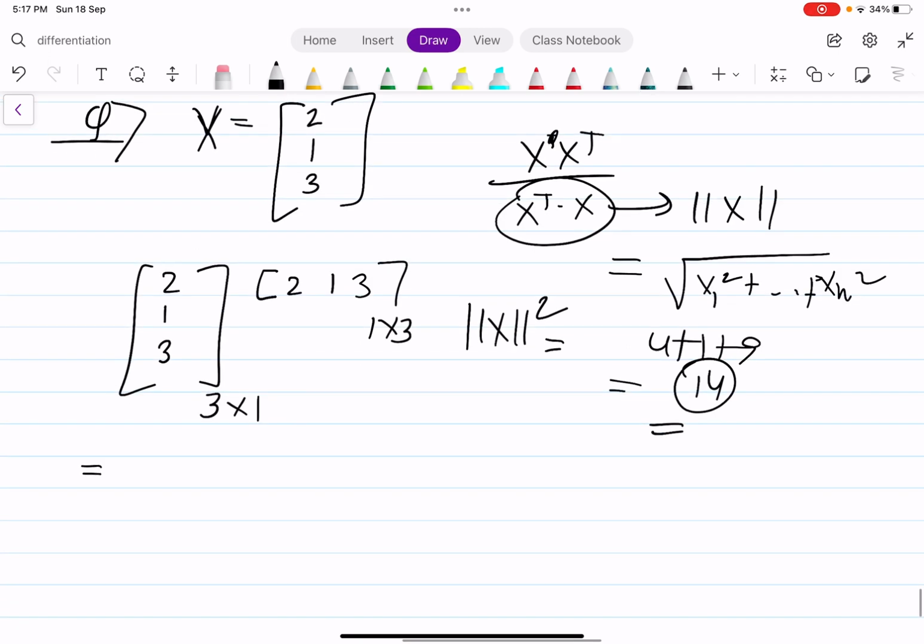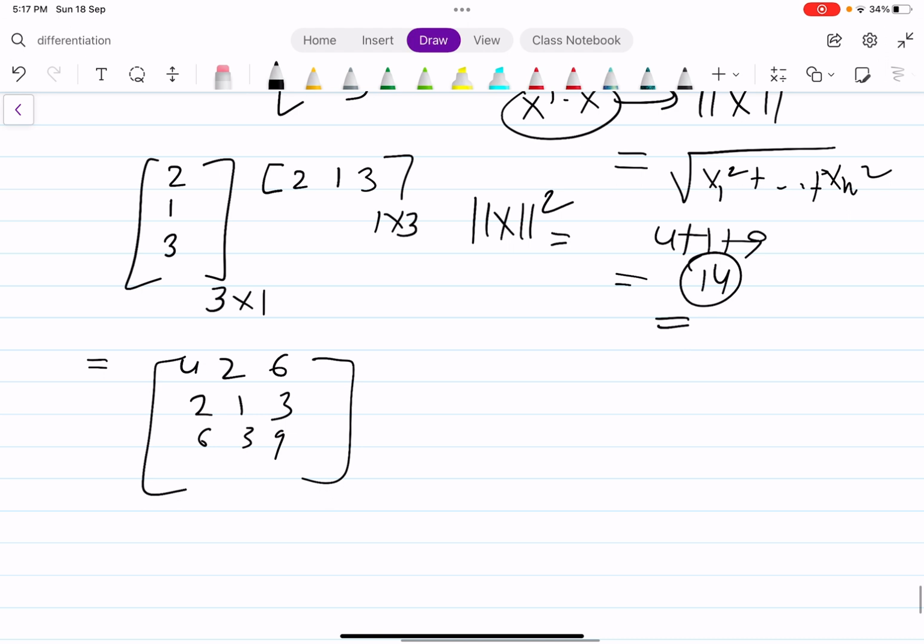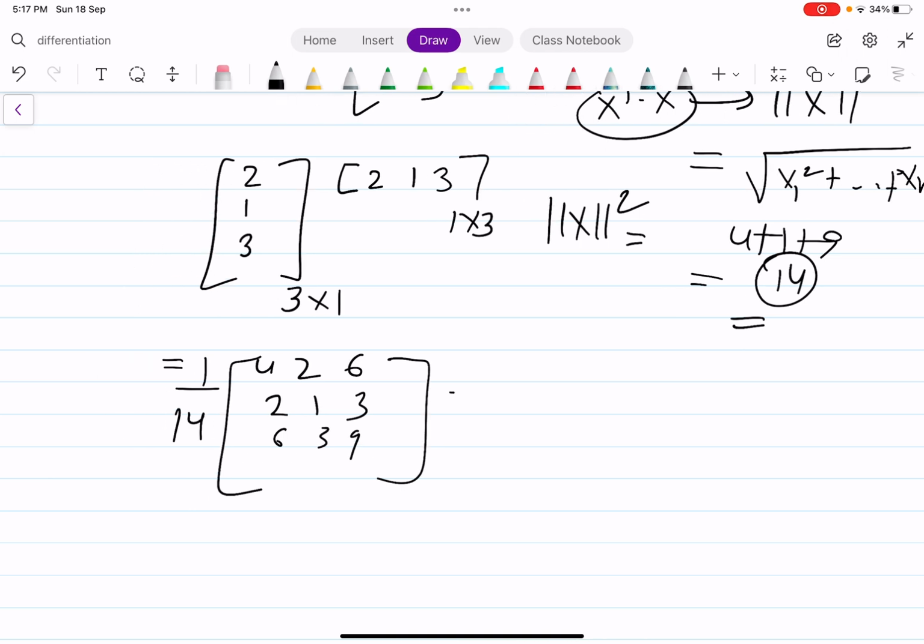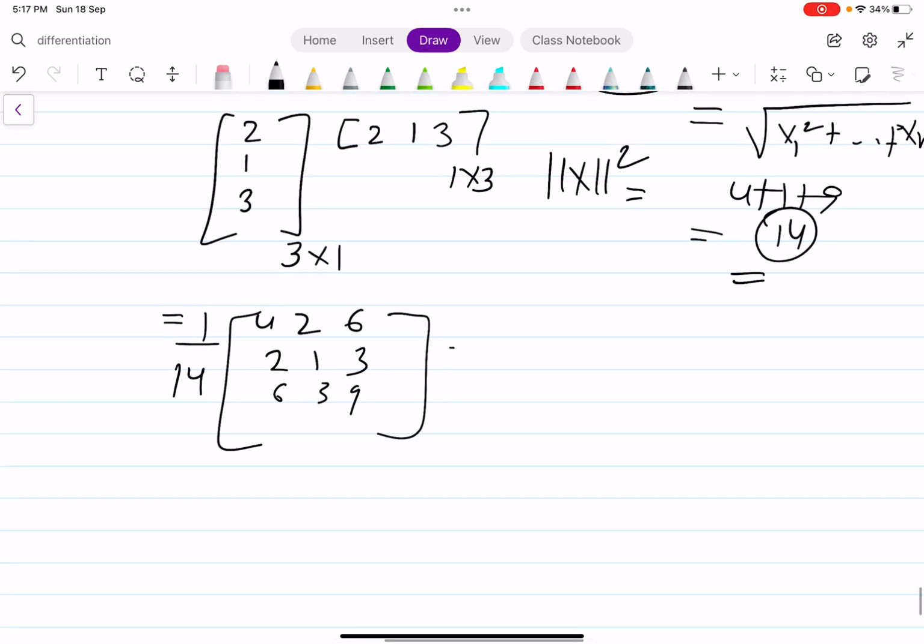Okay, let's multiply. So every row on every column, so 2 into 2 is 4, 2 into 1 is 2, this is 6, 1 into 2, 1 into 1, 1 into 3, 3 into 2, 3 into 1, 3 into 3. You get this, and this is just divided by 14, so simply this means you are multiplying it into 1 by 14, which is the norm here. This is a scalar multiplication, and this is your projection matrix, right? In the end, you just divide all the elements by 14 and that will be your projection matrix.